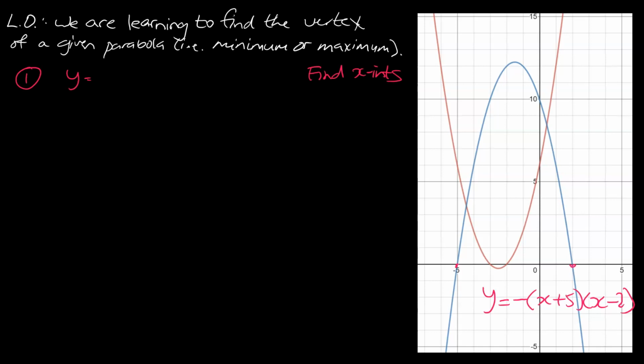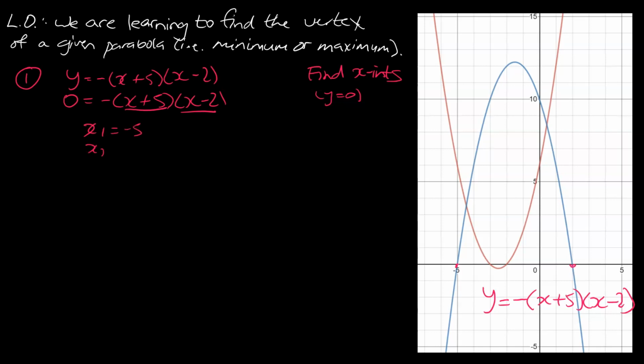Okay, so y is equal to negative x plus 5, x minus 2. Don't forget, you may be given this in the expanded form, so you may need to factorize to get to the answer. And at that point, we know that y is going to be equal to 0. So 0 is equal to negative x plus 5, x minus 2, and we're going to solve for that. Don't forget, anything in the front doesn't actually matter what that is. So x1 is equal to negative 5, and x2 is equal to positive 2.